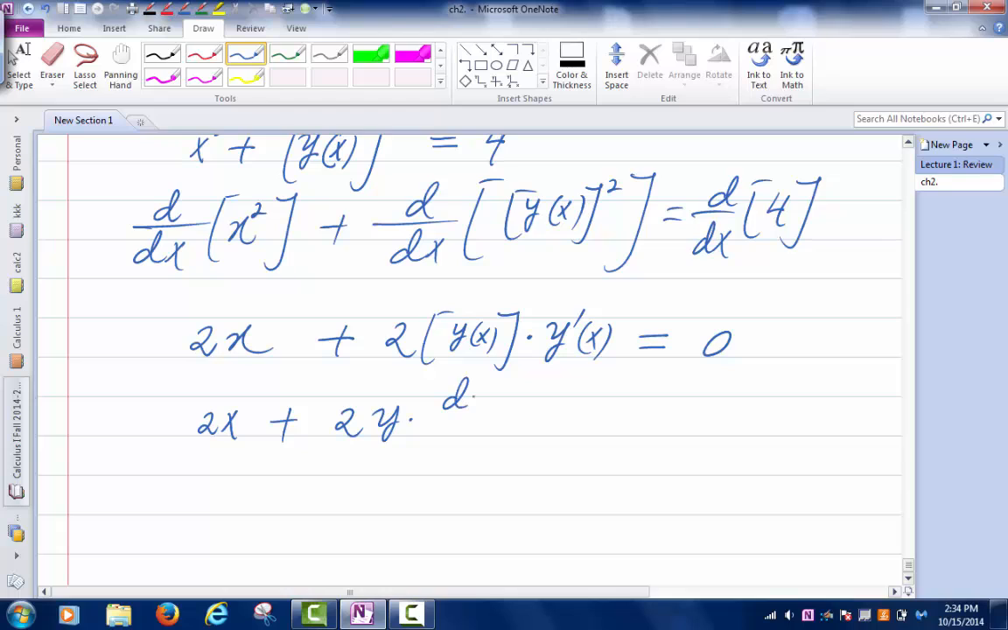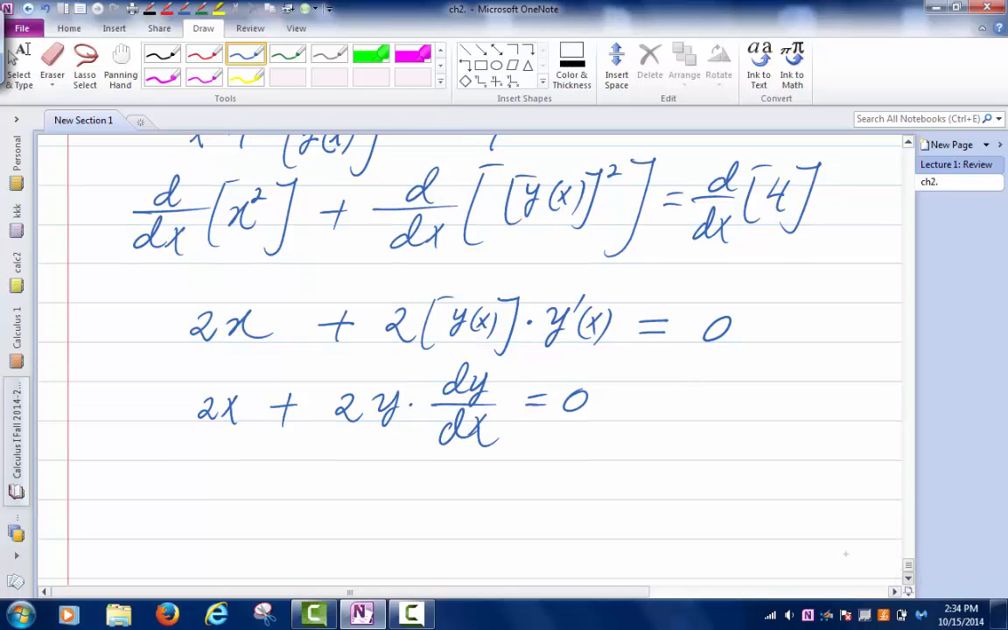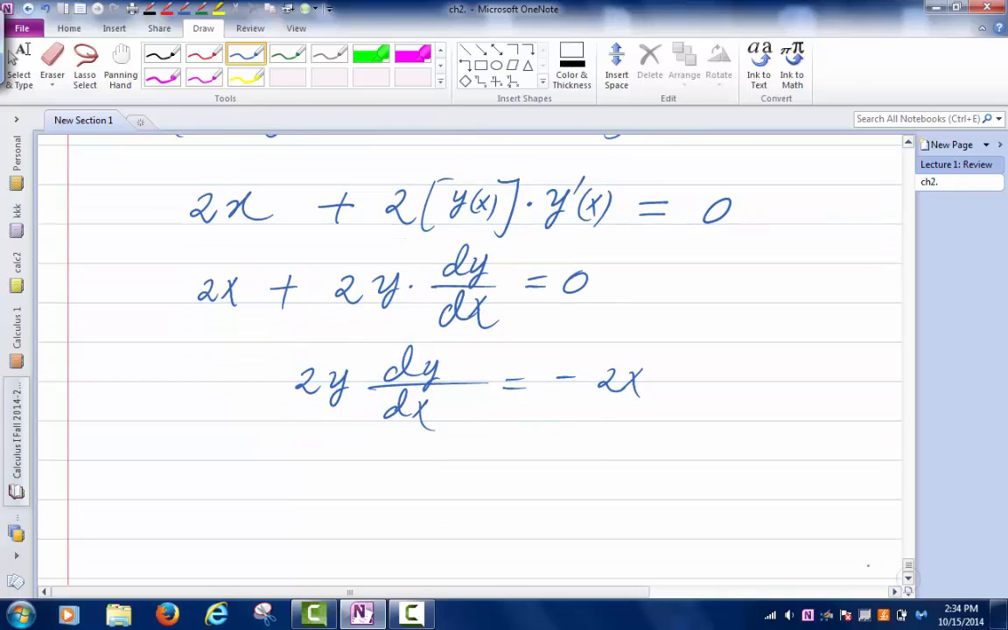Another notation for that is dy/dx, right? And once I have this, I can solve for dy/dx. So I get 2y dy/dx is equal to negative 2x. And then dy/dx would be negative 2x over 2y, which is negative x over y.